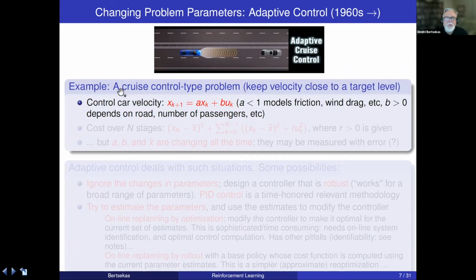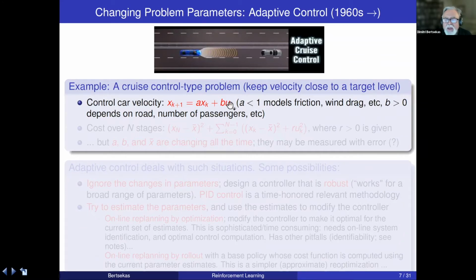Just to give you a simple example, suppose that you have a cruise control type problem where you have a car and you want to keep its velocity close to some target level that you set. 60 miles, 70 miles an hour. Now the car's velocity, a simplified model, is given by an equation like this, where xk is the velocity at time k. Now at the next stage, this velocity is affected by the current velocity. There's a coefficient a here, which is less than 1. It models things like friction on the road, wind drag, and things like that.